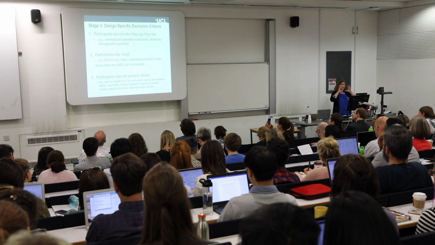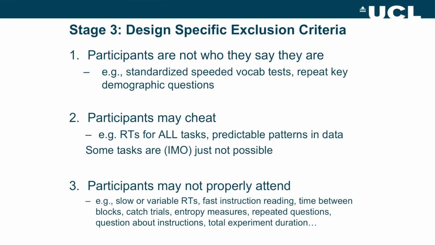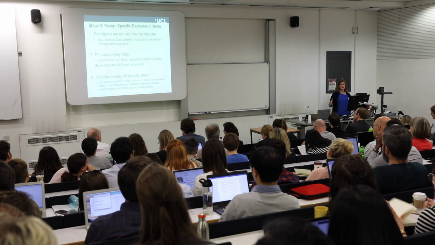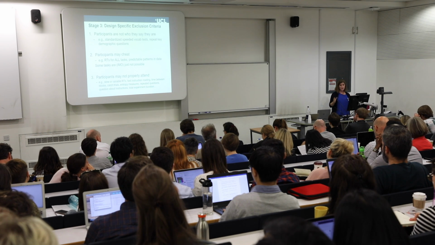The attention thing, there are so many things you can do. You can specify exclusion criteria in terms of people being slow or variable. You can exclude people who took 2 seconds to read your instruction page. You can exclude people who took a 30-minute gap between blocks in your experiment. You can add catch trials. You can do cool entropy measures to catch the people who are pressing the same button lots and lots of times. You can ask the same question twice. You can ask questions about the instructions at the end of the experiment to make sure that they actually understood what they were supposed to be doing. You can look at the total duration. These are all things that you can specify in advance that if somebody doesn't meet these criteria, we don't trust their data.